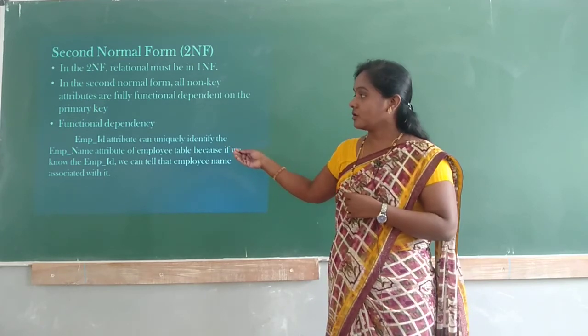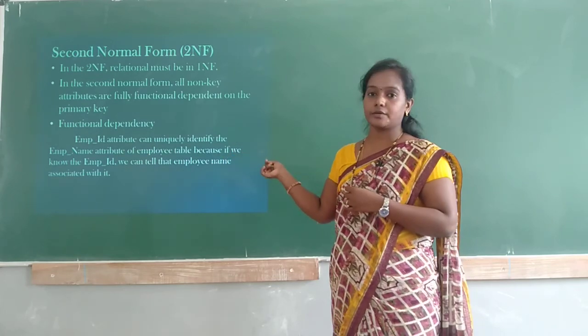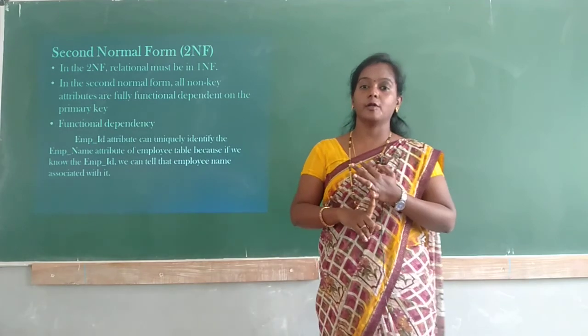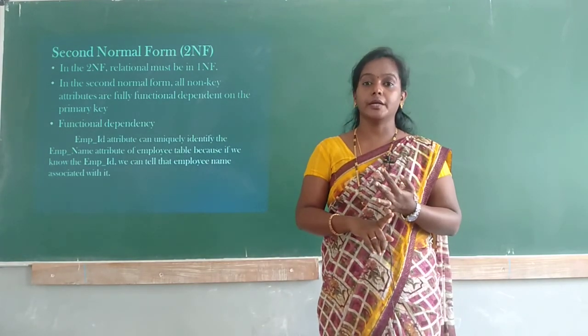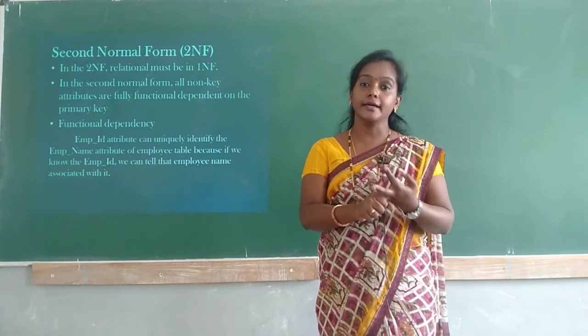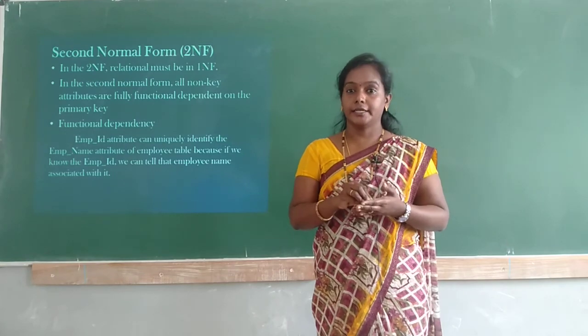Because if we know employee ID, we can tell that employee name is associated with it. Employee ID ಗೊತ್ತಿದ್ರೆ employee name ನ ಡಿಫೈನ್ ಮಾಡ್ಕೋಬಹುದು, ಅಥವಾ employee name ಗೊತ್ತಿದ್ರೆ employee ID ನ ನಾವು ಡಿಫೈನ್ ಮಾಡ್ಕೋಬಹುದು. That we call it as a functional dependency.